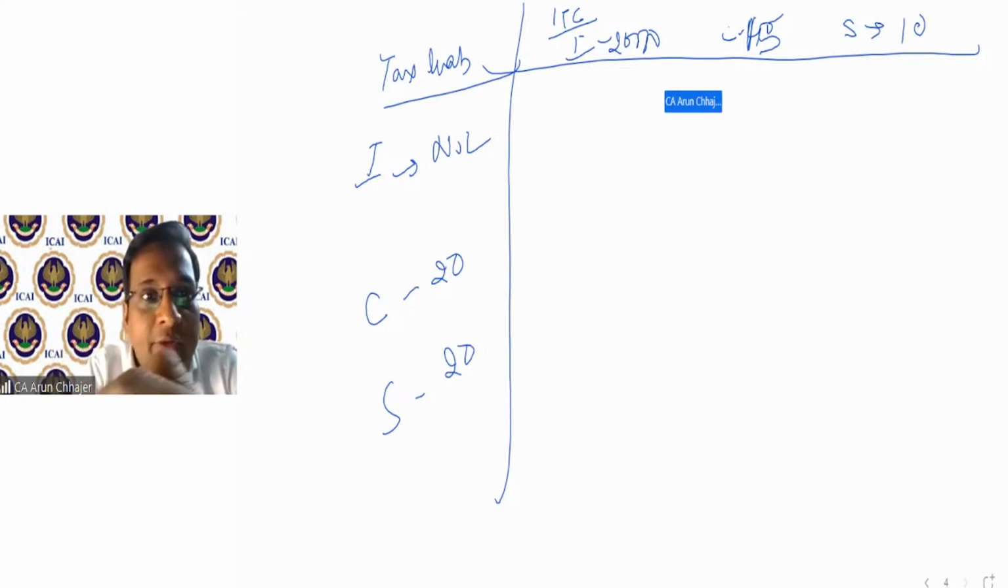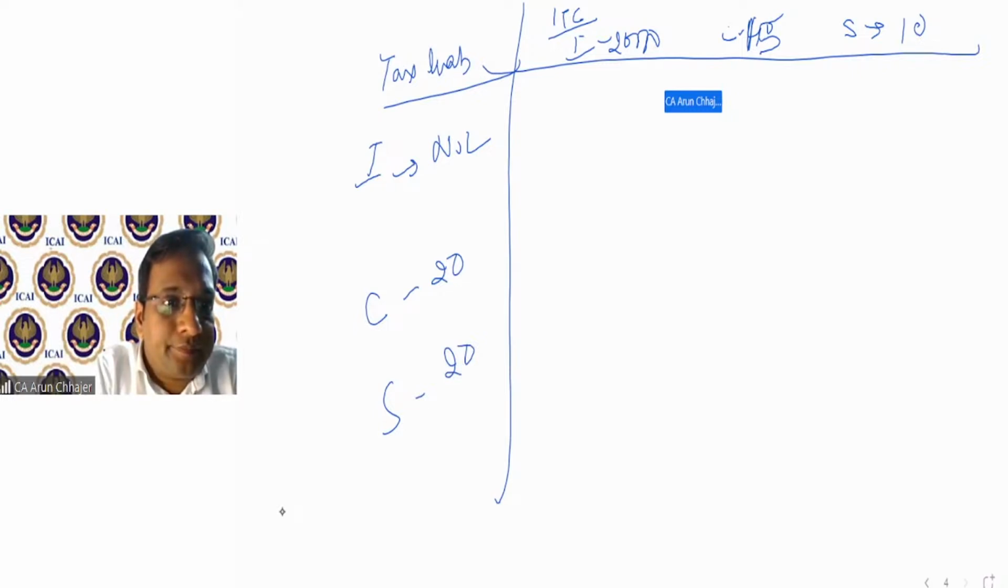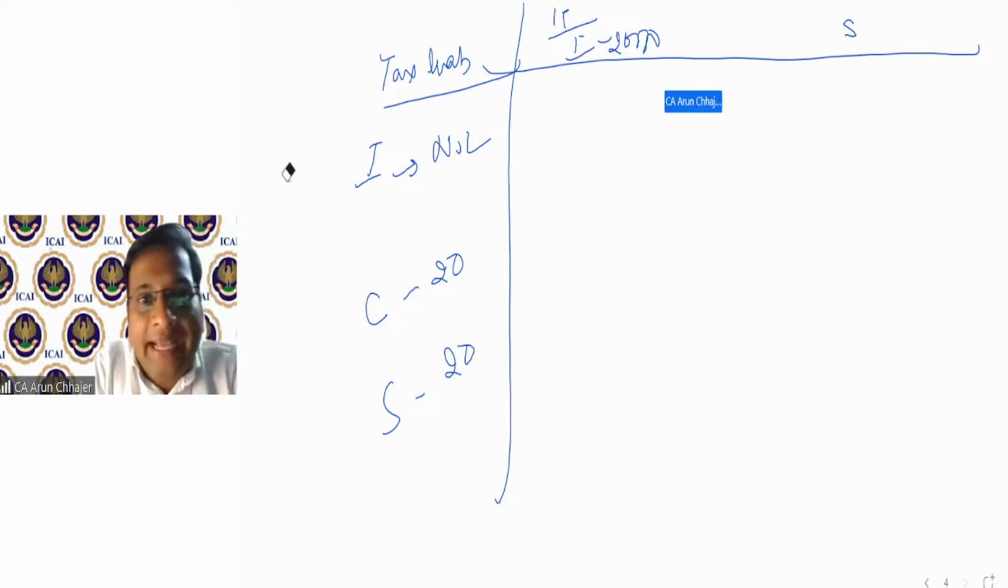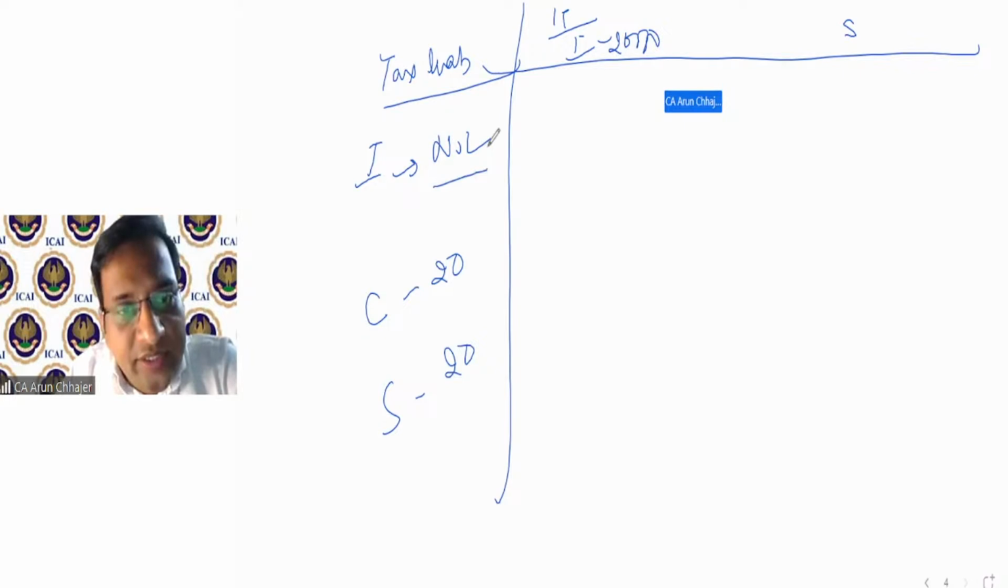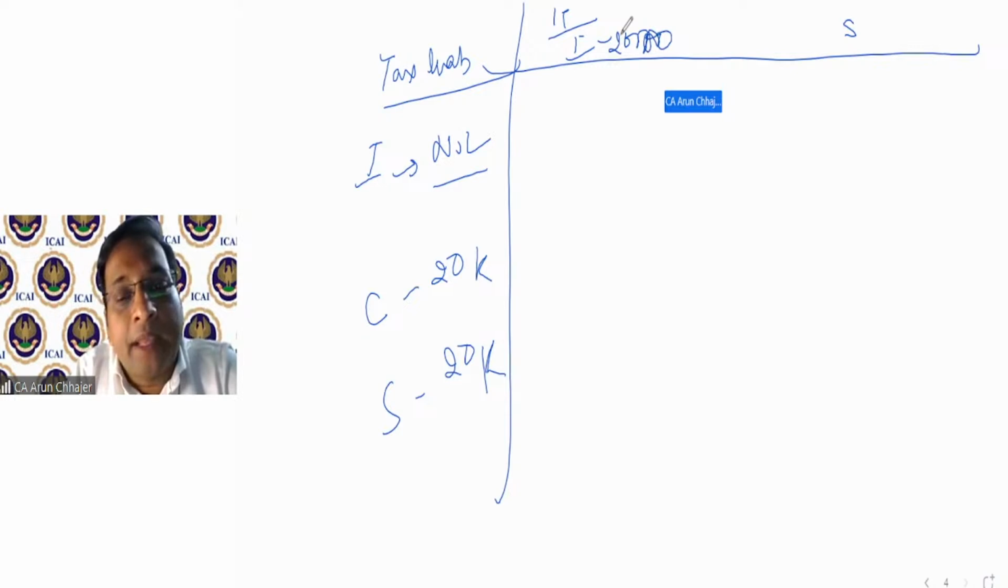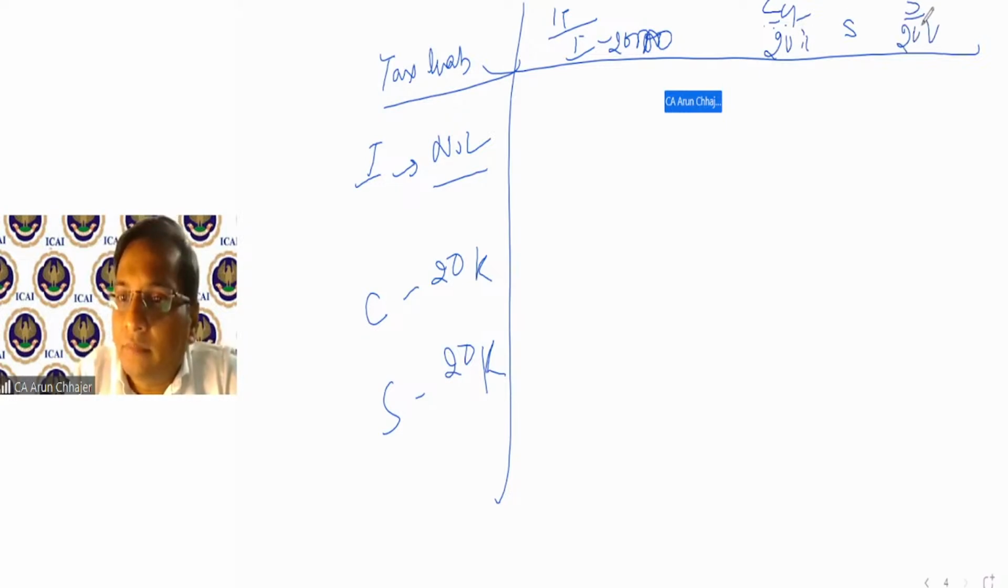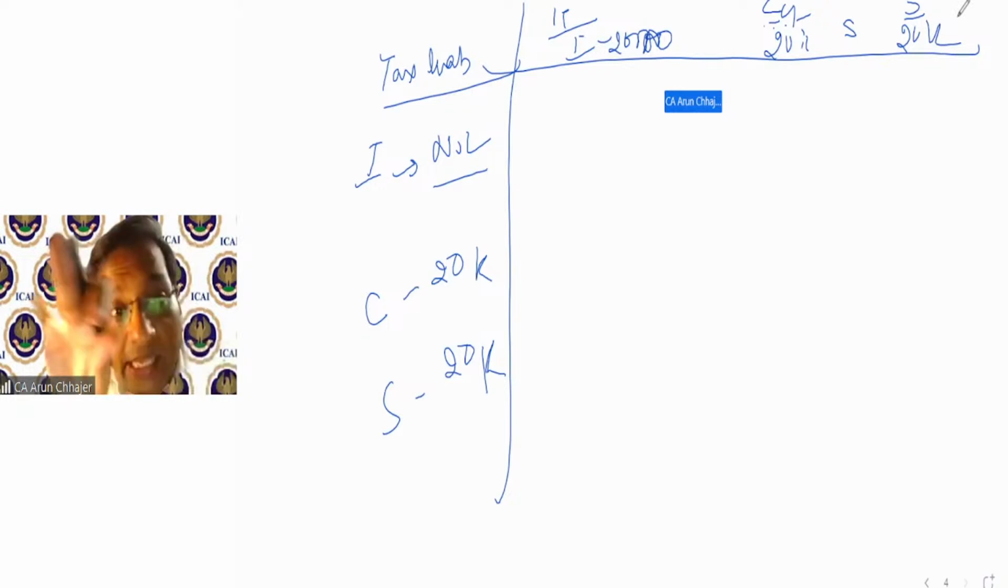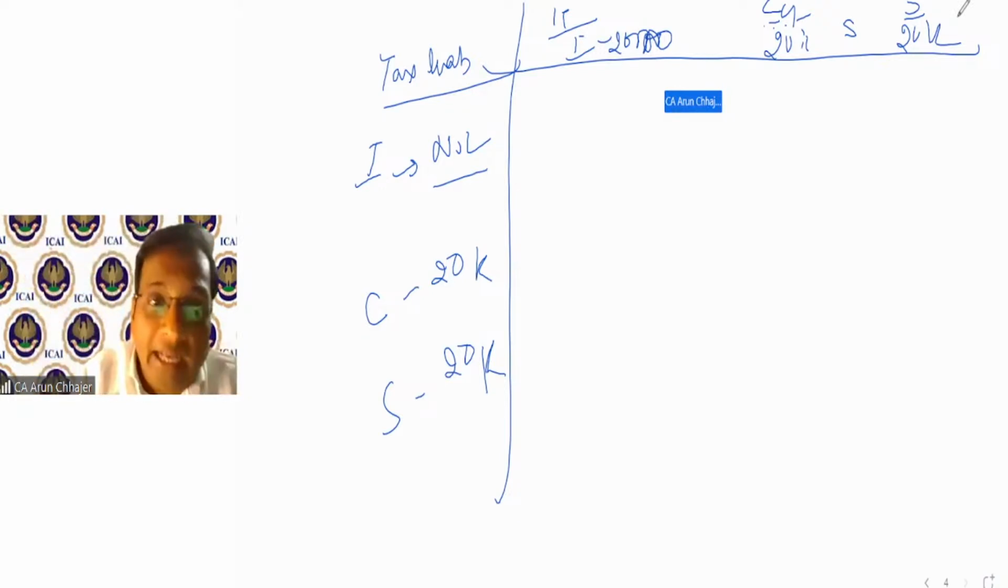So let me again tell you that total tax liability is nil in the IGST. Total tax liability in the CGST is 20,000. Total tax liability in the SGST is 20,000. I have the ITC 20,000 in IGST and in CGST, I have, let's say, 20,000. In SGST, I have the 20,000. In each head, I have 20,000 of ITC and I have the tax liability.